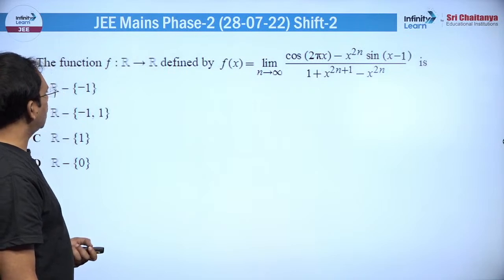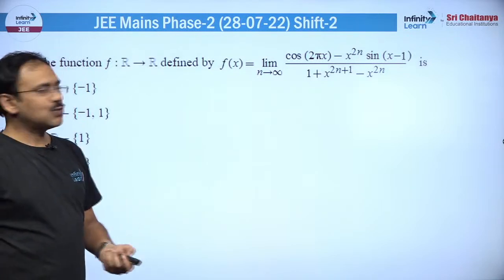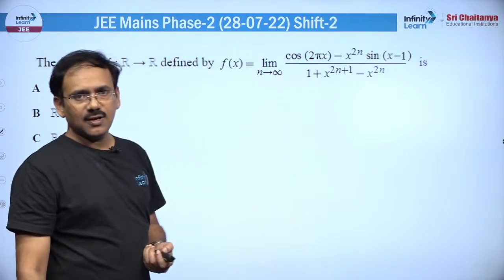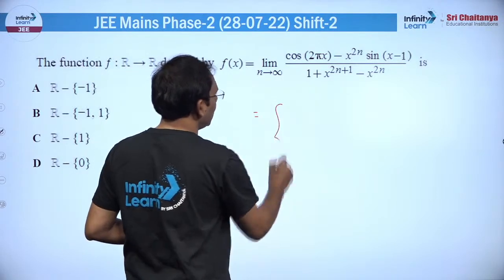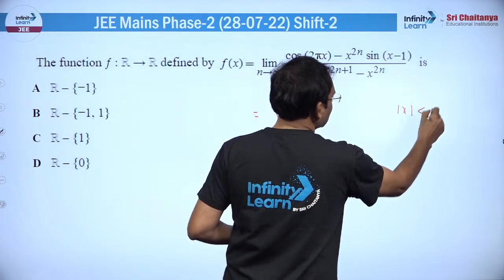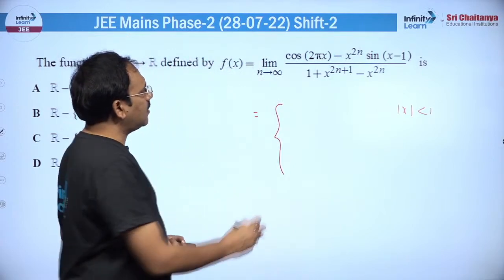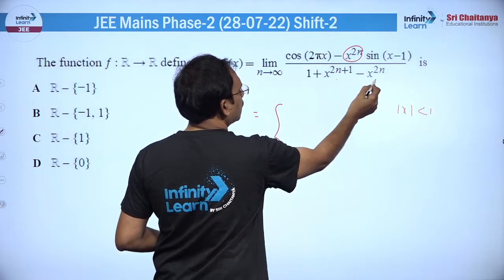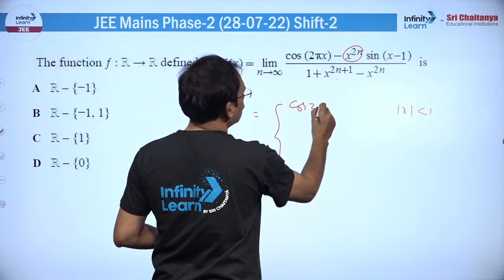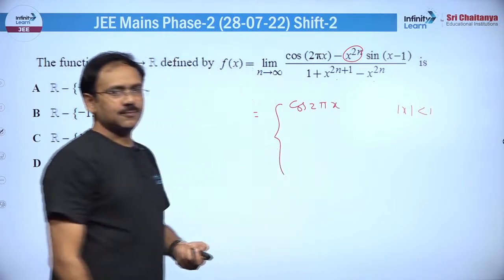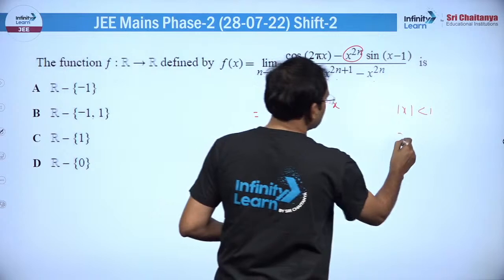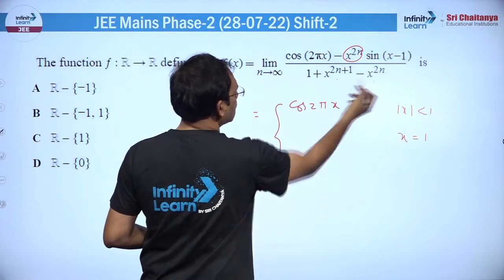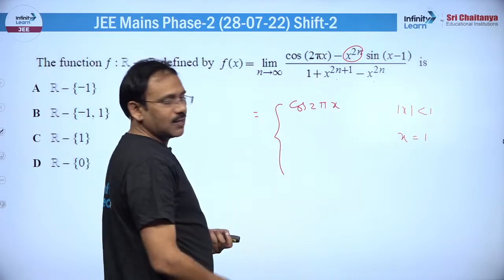Next, this function defined by limit n tends to infinity this. You see my dear friends, here he didn't mention about x. So you can break this definition like, suppose friends mod x less than 1. If mod x less than 1, you see as n tends to infinity, this becomes 0, this becomes 0, this becomes 0, you will get cos 2 pi x is the value. Whereas if x is equal to 1, if you take my dear friends, this is going to be 0, this is got cancelled, cos 2 pi which is 1.